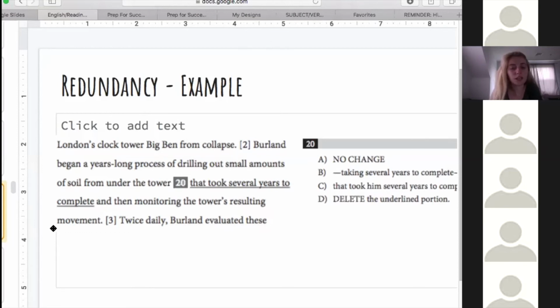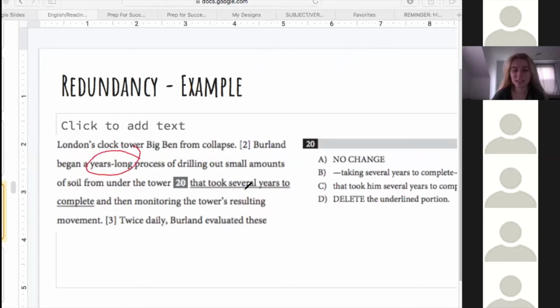All right, so to end that one, we have that there is a years-long process happening. Now, years-long process means that it's taking several years to complete. Several years and several years. So we don't need to repeat it. Therefore, all of these can be out, and then D is our correct answer.